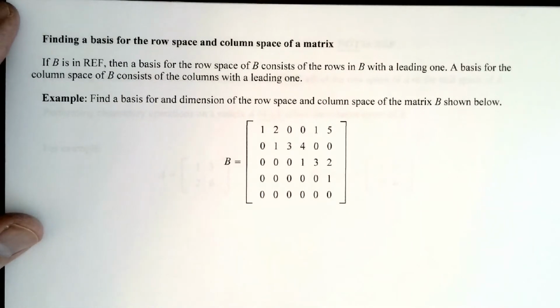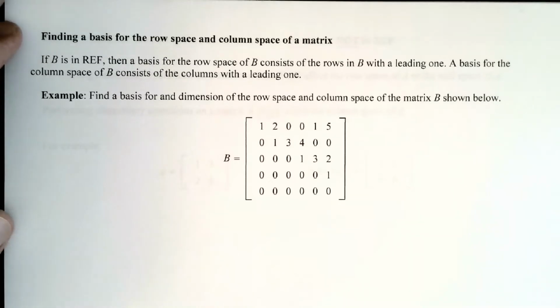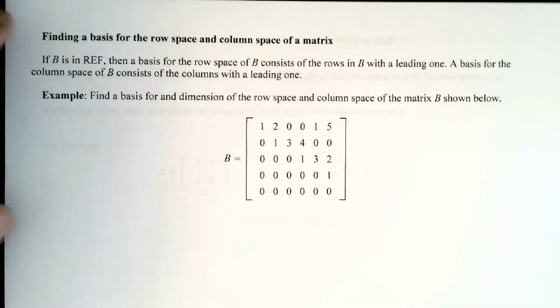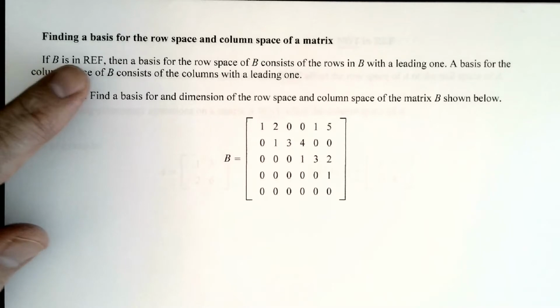In the last video, we introduced three of the fundamental subspaces for a matrix: the row space, column space, and null space. And now we want to talk about how we find a basis and also, of course, the dimension for those subspaces. We'll first focus on the row space and column space, and we'll start with the case where the matrix we're talking about is in row echelon form.